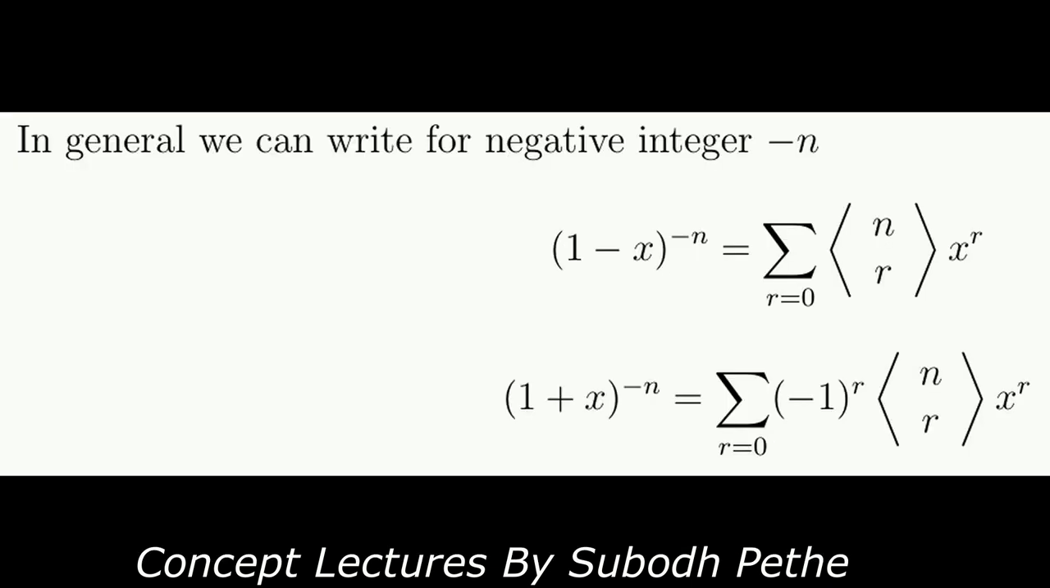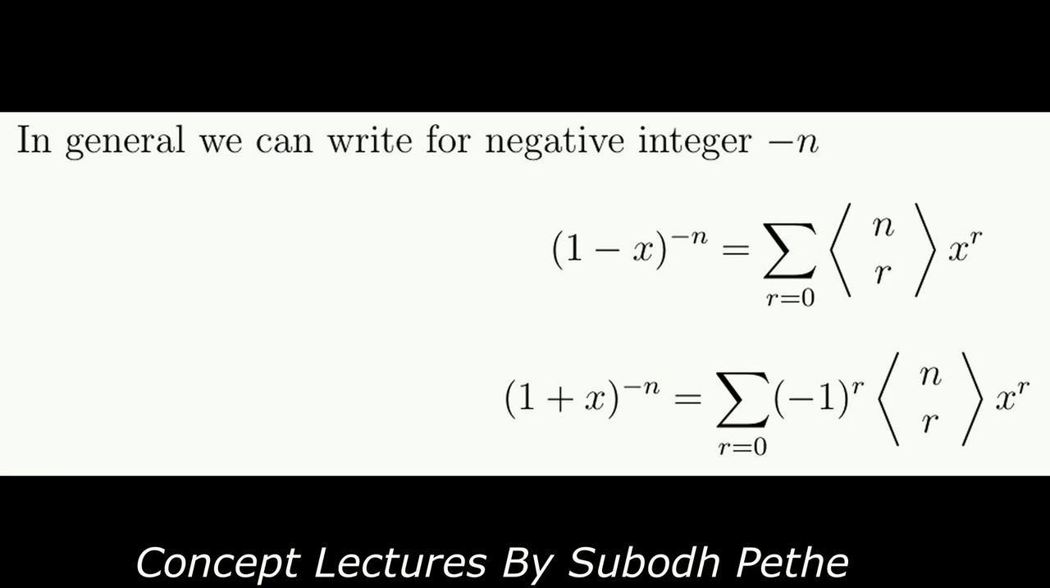In general, we can write, if the power is a negative integer, which is minus n, (1 minus x) raised to minus n will be equal to sigma r goes from 0, and there is no upper limit to r because eventually we are creating a power series.